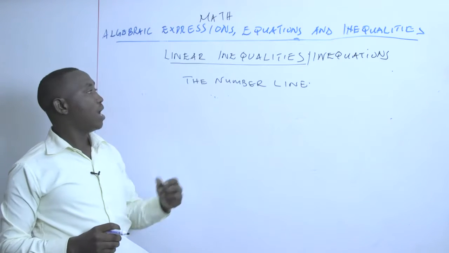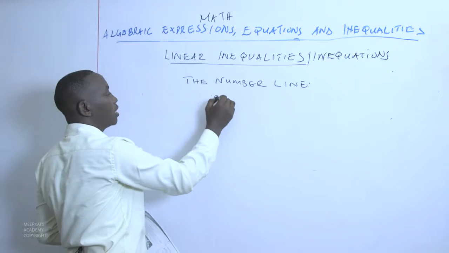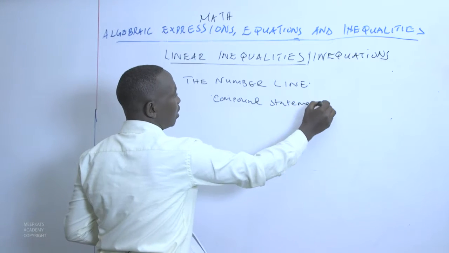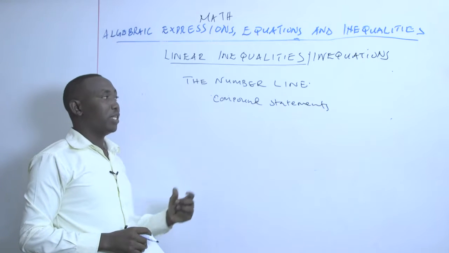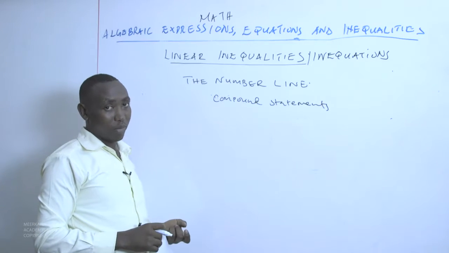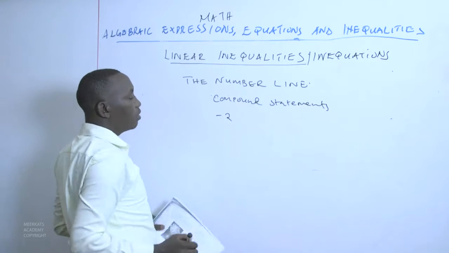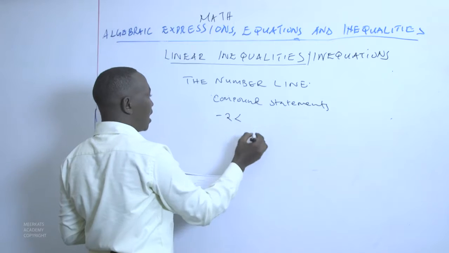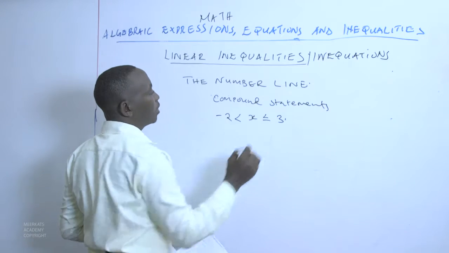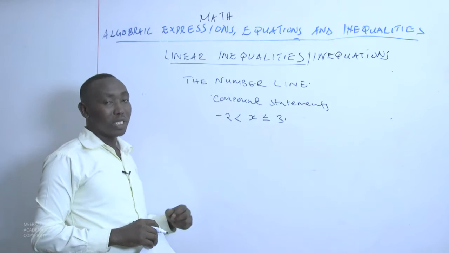Now we have another set of inequalities which we call compound statements. In this particular case, we'll have one number line representing two simple statements. For example, if we have negative 2 is less than x, but the same x is less than or equal to 3. How can you represent this? This is what we call a compound statement.